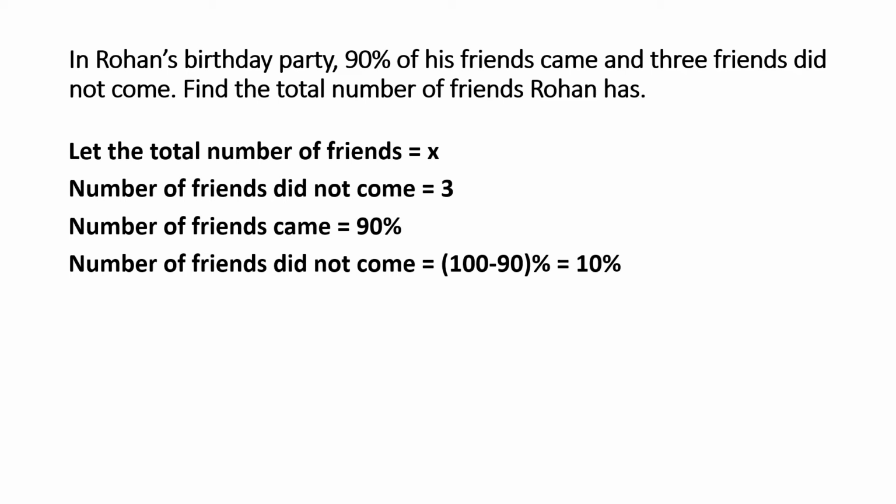10% of x is the number of friends who didn't come. And in numbers, again we have 3 friends who didn't come. So now we are going to equate them. 10% of x is equal to 3. 10% means 10 by 100 of x is equal to 3, and x is equal to 3 into 100 by 10. This 10 by 100 will go for division on the RHS, that will become 100 by 10, and the value of x is 30. So the total number of friends Rohan has is 30.